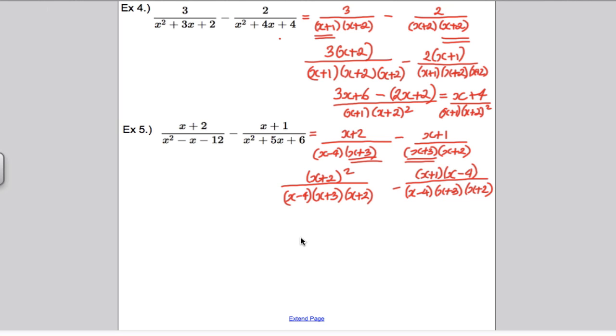The x plus 2 squared would be x squared plus 4x plus 4. Remember, subtract everything on the top. This expands to x squared minus 3x minus 4. And it would all be over the common denominator, which we've got now, x minus 4, x plus 3, x plus 2.